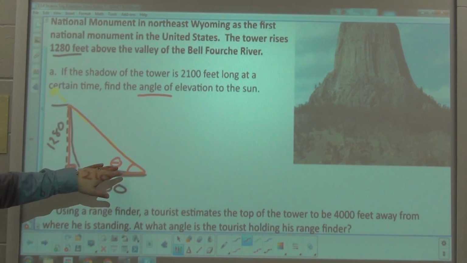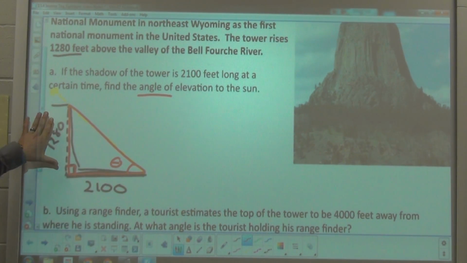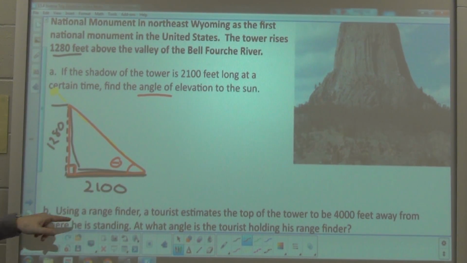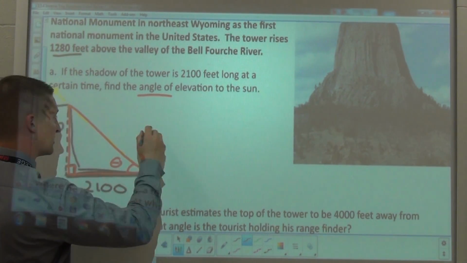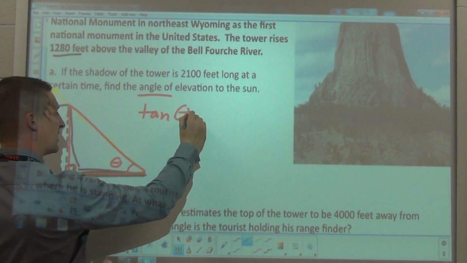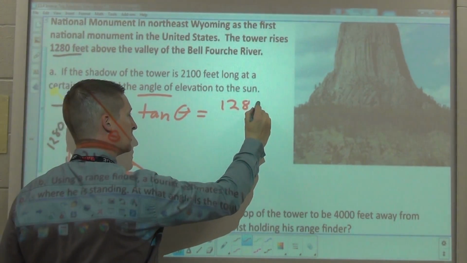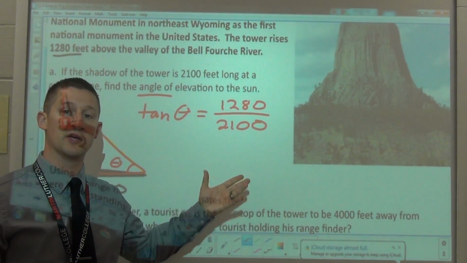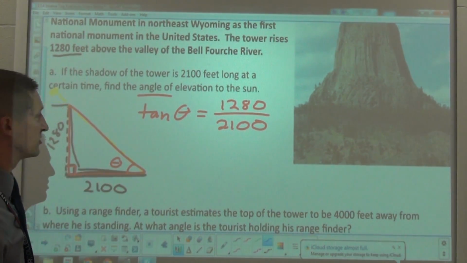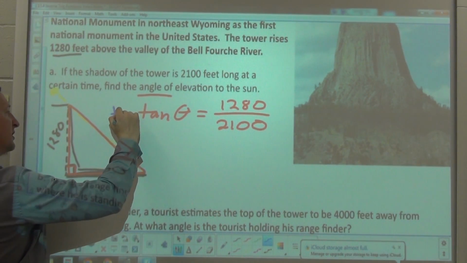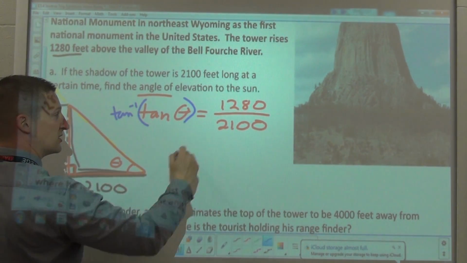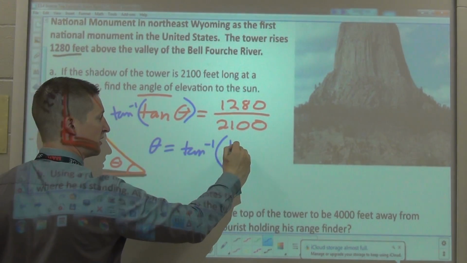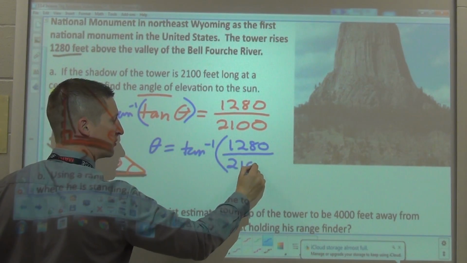So, compared to theta, which two sides do I know? Well, I know that the side opposite theta is 1,280, and I know the side adjacent to theta is 2,100. Opposite and adjacent is tangent. So I know that the tangent of theta is equal to the opposite side over the adjacent side. So there's the trig equation that I'm going to set up based on the information given to me. Now I solve. Instead of taking the tangent, I'll do the inverse: the arctangent, or the inverse tangent, of both sides. So theta is going to equal the arctangent of 1,280 divided by 2,100.